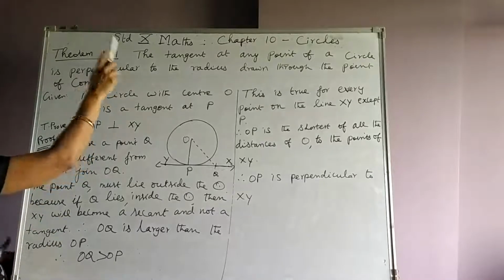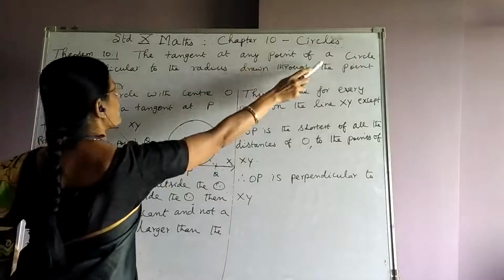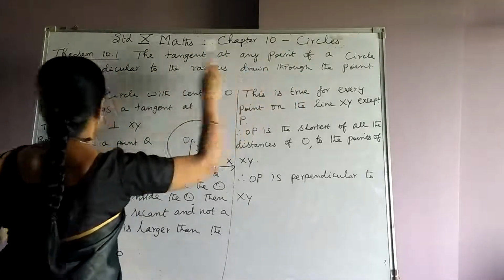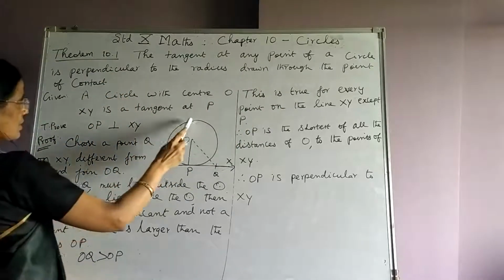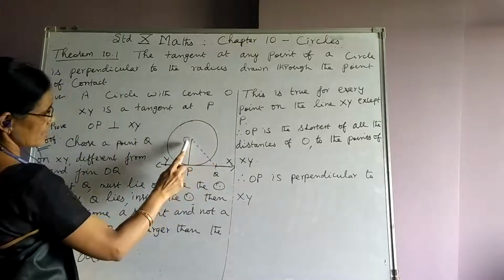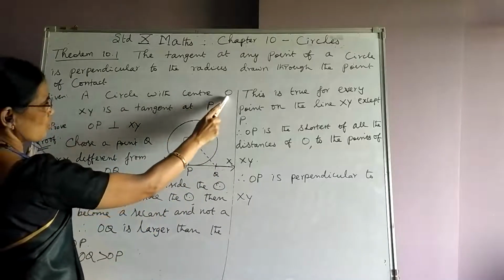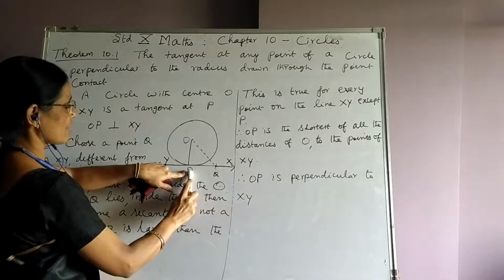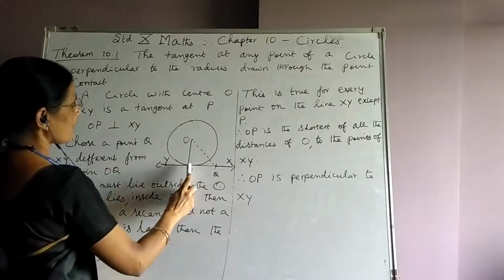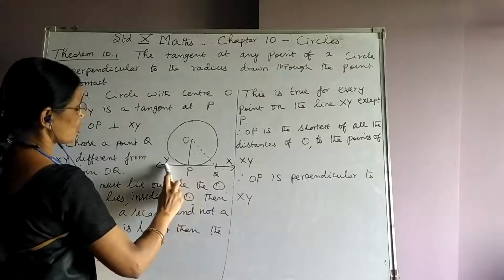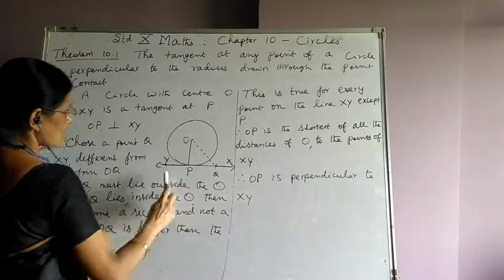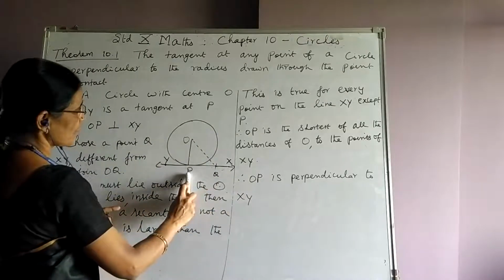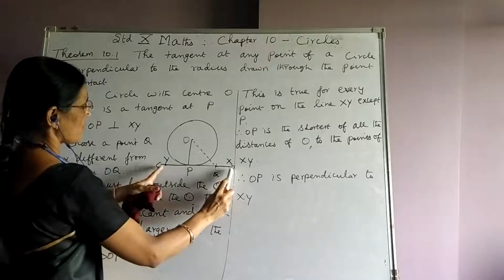Theorem 10.1: the tangent at any point of a circle is perpendicular to the radius drawn through the point of contact. So we are given a circle with center O, and this XY is a tangent at the point P. P is the point of contact. What we need to prove is that OP is perpendicular to XY. So given a circle with center O, XY is a tangent at the point P, we need to prove OP is perpendicular to XY.